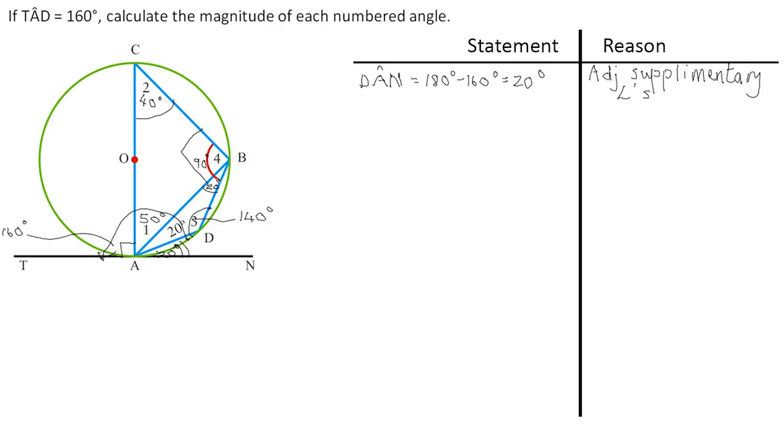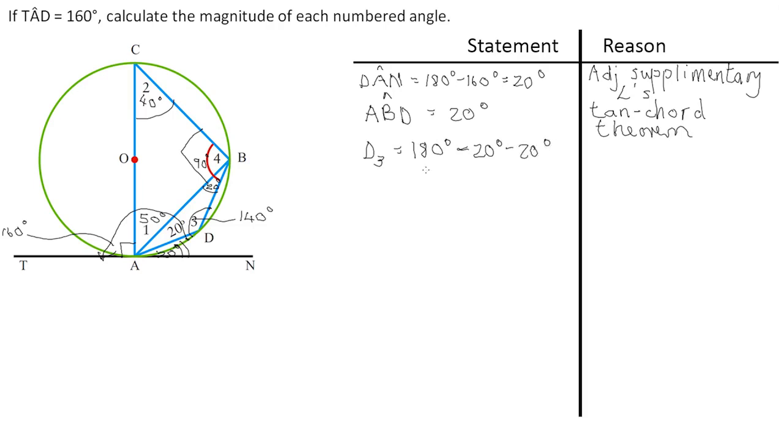Immediately after that, I can then calculate angle ABD. ABD equals 20 degrees, because of the tangent chord theorem. And then immediately from there, I can now calculate D3. D3 will be equal to 180 minus 20 degrees minus 20 degrees, and that is equal to 140 degrees. That's the interior angles of triangle ABD.